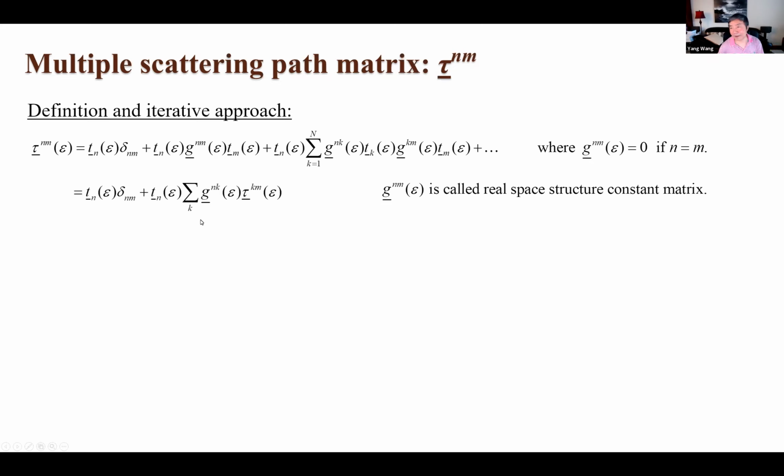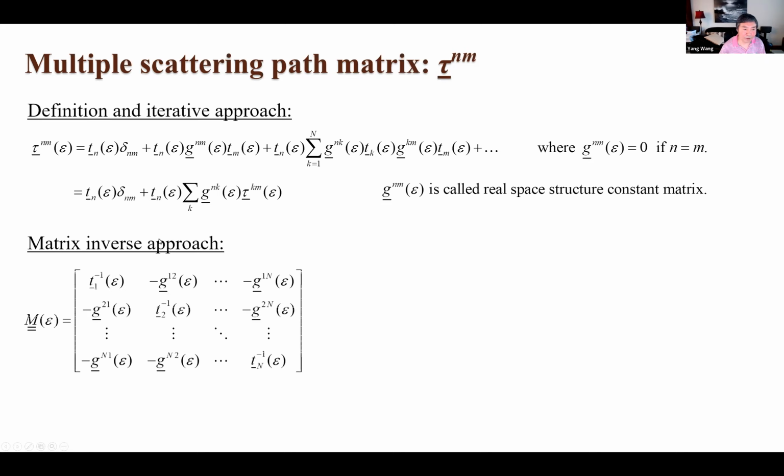That's one way of calculating tau NM, but this is not a very effective way to calculate it, this iterative method. Another way is you can move it around to find this kind of matrix approach. You can define what is called an M matrix by putting this T inverse in between. This is the result which is coming from here. You can work that out by yourself, and then you put a minus G at the off-diagonal corners. And tau NM ends up being: you take the inverse of this matrix and take an NM block.